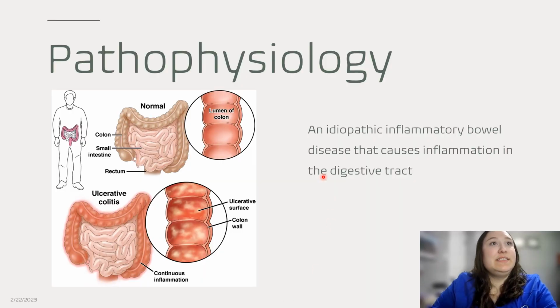Ulcerative colitis is an idiopathic inflammatory bowel disease that causes inflammation in the digestive tract. And in this picture, you can see that this is a healthy, normal colon, and this is an inflamed colon.